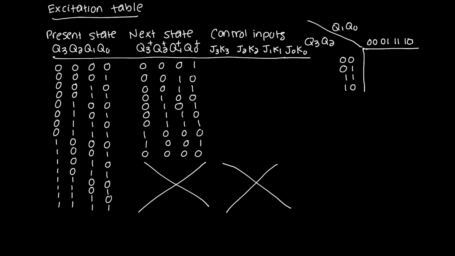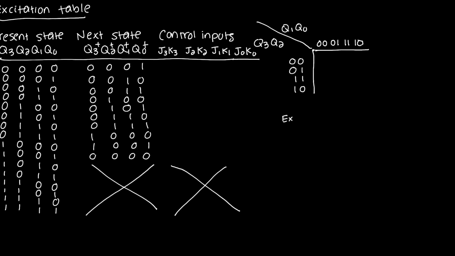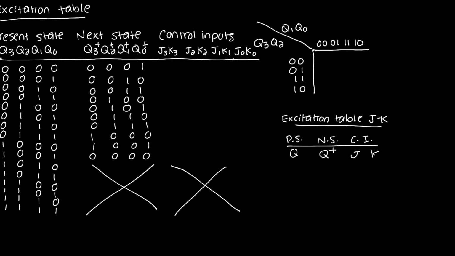Now I need to fill out my excitation table. So what I'm going to do is write the excitation table for a single JK flip-flop. So this is just for one JK flip-flop. I've got my present state, next state, control inputs.